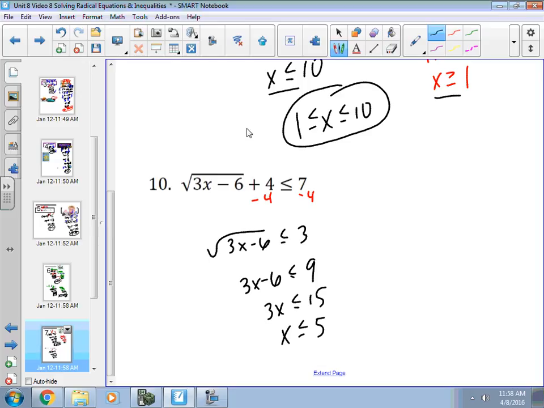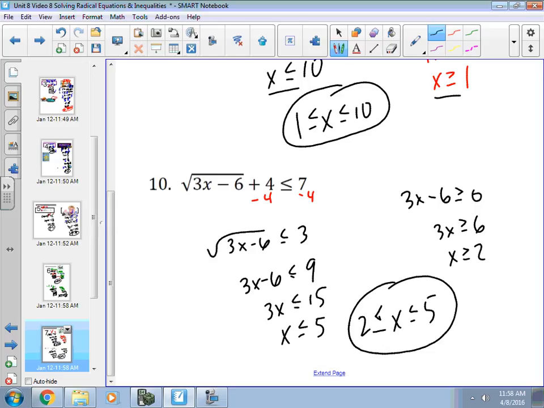Make sure you do check domain on this one because it does matter. The domain is going to say that that part under the square root has to be bigger than 0. And if you solve this part out, domain's going to have to make sure it stays bigger than 2. So putting that together would give you this answer. Anything in that range would make this true, and you'd be able to solve it.